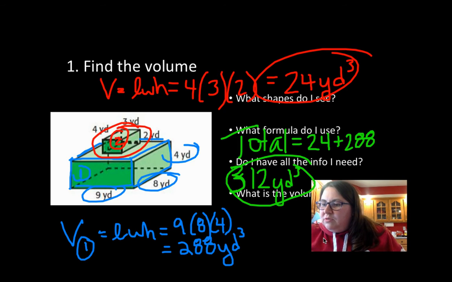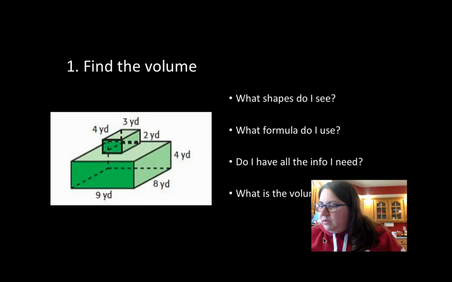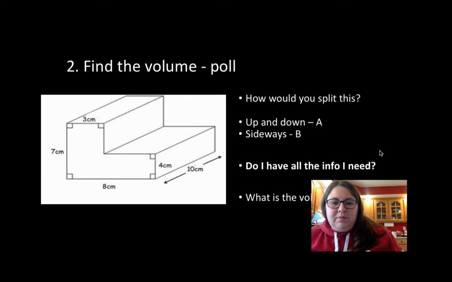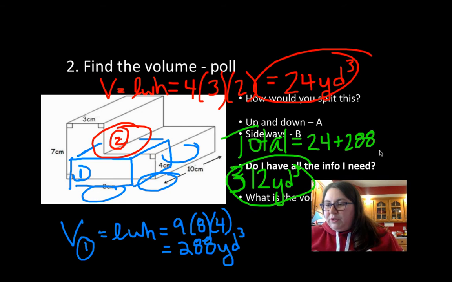So what we need to do now is think about how we would do this from a shape that looks a little bit more like an L. Those were two really clear shapes before. This one here looks like one shape. So what we need to do is figure out how to split this.